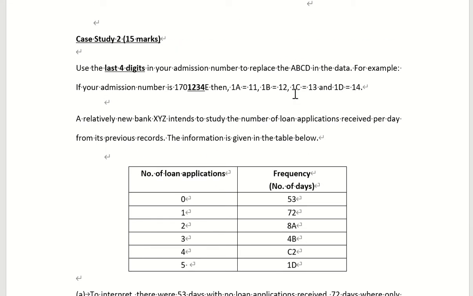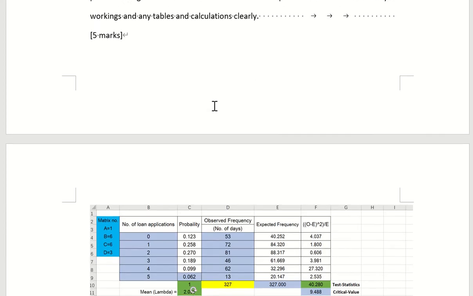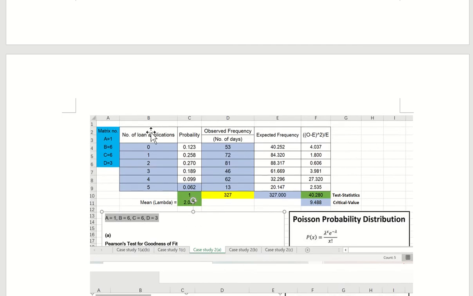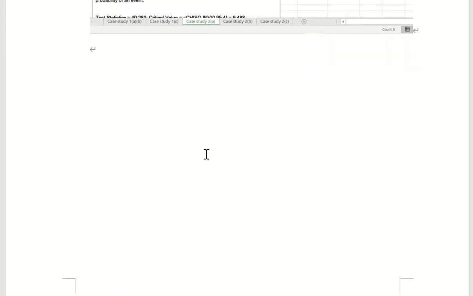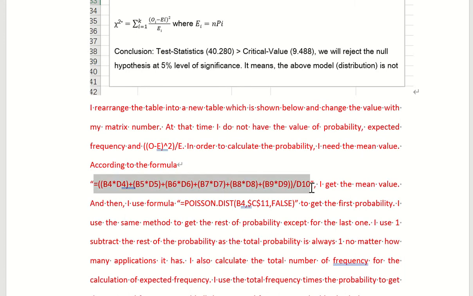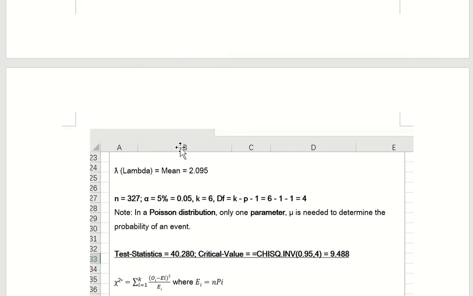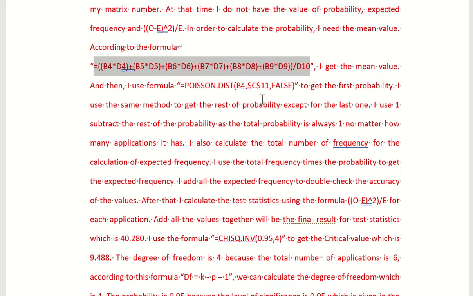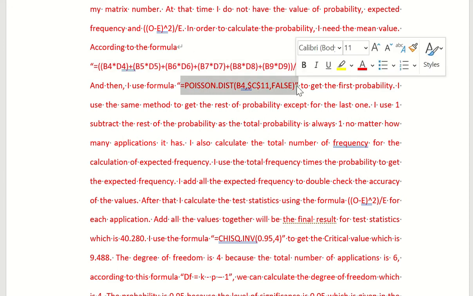So now move on to case study 2. Question A is quite simple. I will create a table like this. The table first only has the list column and the observed frequency. In order to calculate the probability, I need to know the mean number, which is using this formula to get the mean value. And once I have the mean value, I can calculate the probability using the formula to get the probability.